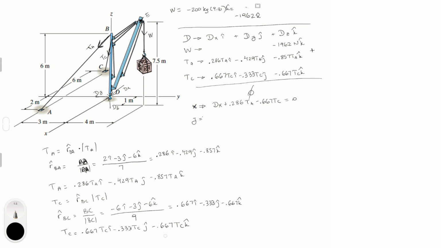In the y, we know that dy minus 0.429 TA minus 0.333 TC is equal to 0. And in the z-axis, we know that dz minus 1962, this is in newtons, minus 0.857 TA minus 0.667 TC is equal to 0.